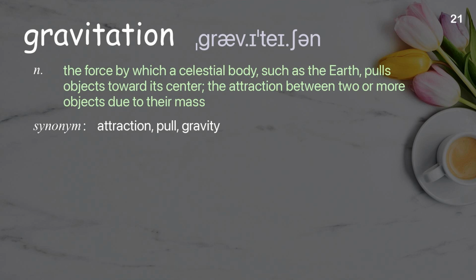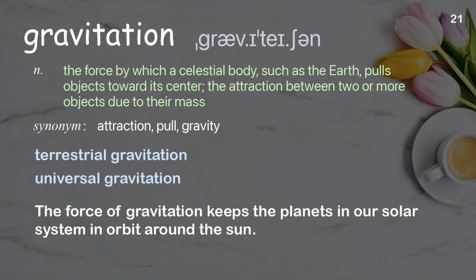Gravitation. The force by which a celestial body, such as the Earth, pulls objects toward its center, the attraction between two or more objects due to their mass. Examples: Terrestrial gravitation, universal gravitation. The force of gravitation keeps the planets in our solar system in orbit around the Sun.